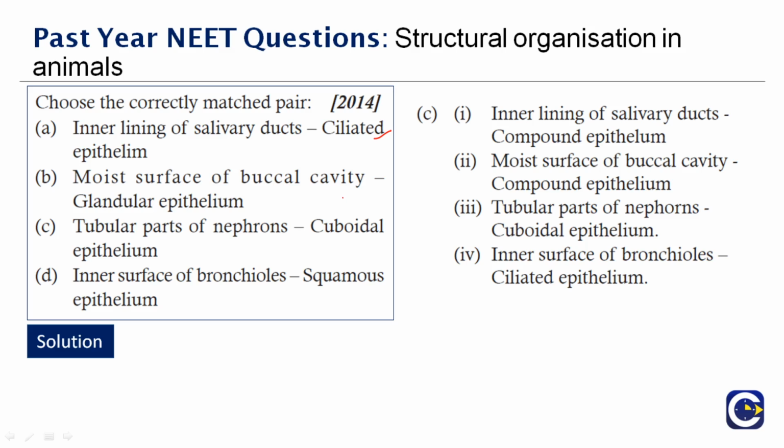Tubular parts of nephrons have cuboidal epithelium, and that is right. For the inner surface of bronchioles, the correct answer is ciliated epithelium. Therefore, the option which is correctly matched here is option C. Tubular parts of nephrons consist of cuboidal epithelium. They are lined with epithelium. Therefore, the correct answer is option C.